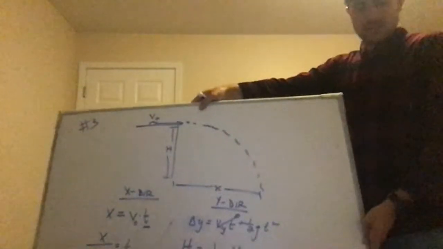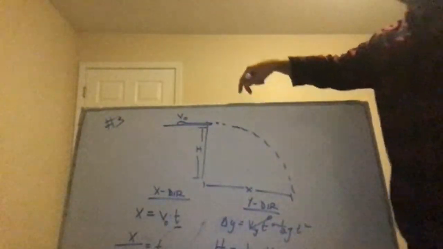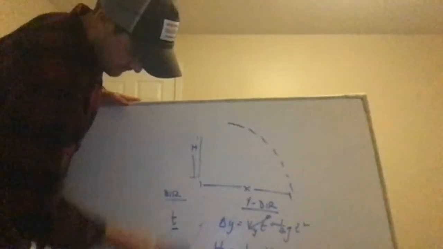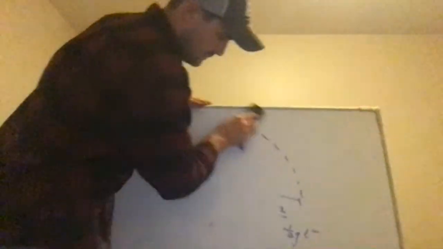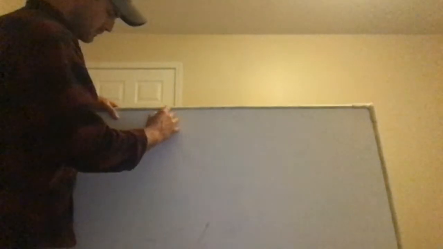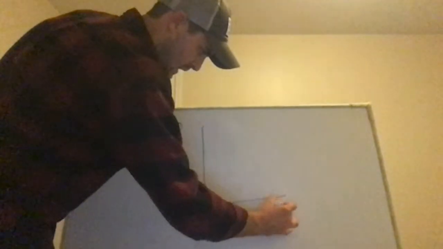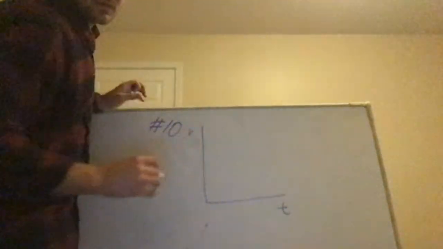Well, let's get out the whiteboard then to sketch a graph. We're on problem number 10. And the question was, can you explain why the graph is labeled the way it is on the answer key? So we're going to go ahead and do that. Number 10, it gave me the axes V and T.